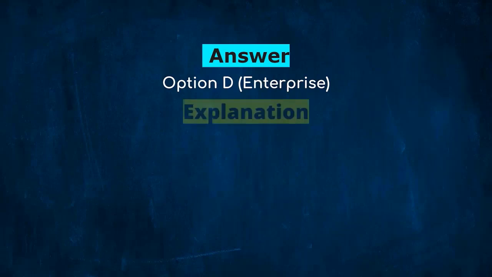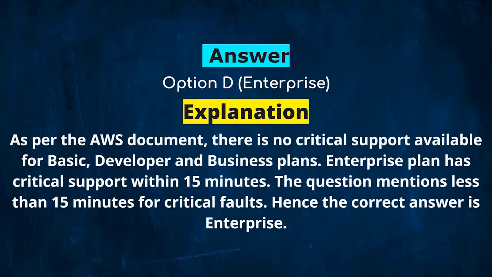Enterprise. Explanation. As per the AWS document, there is no critical support available for basic, developer and business plans. Enterprise plan has critical support within 15 minutes. The question mentions less than 15 minutes for critical faults. Hence, the correct answer is enterprise.